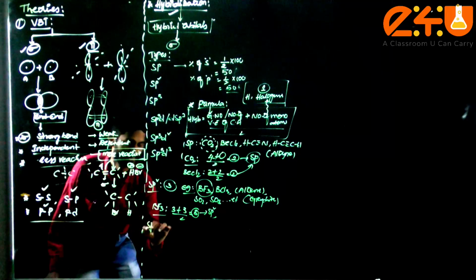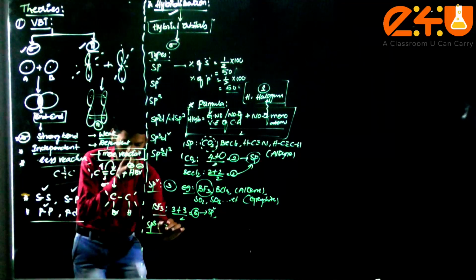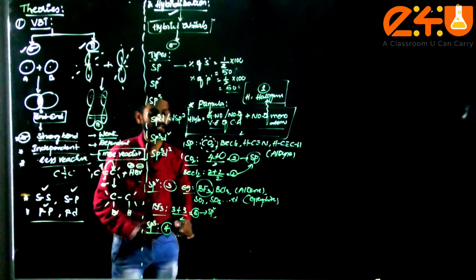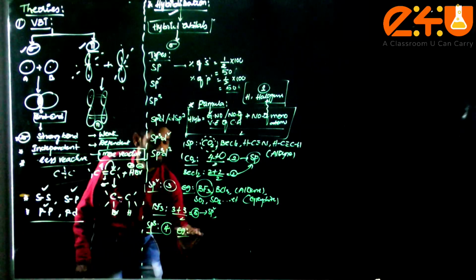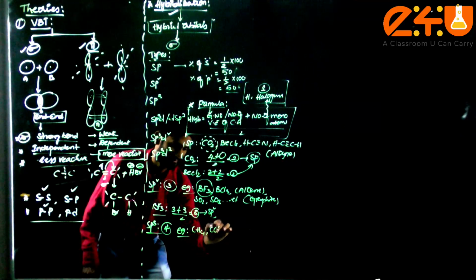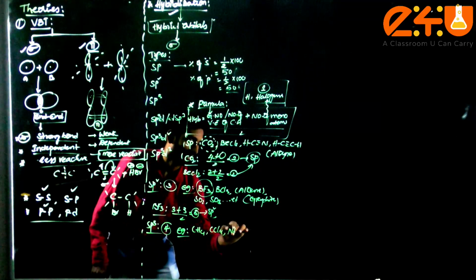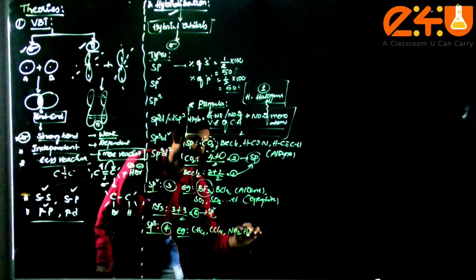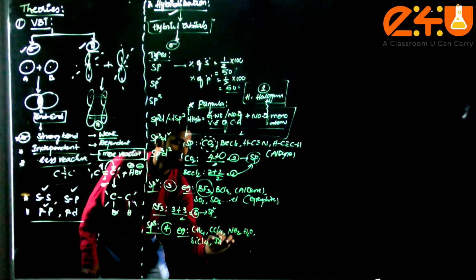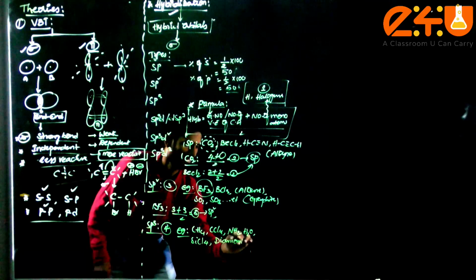Next one comes sp3 hybridization. Total how many hybrid orbitals? 3 plus 1, 4. Next, examples for this one, very important: CH4, CCl4, next NH3, H2O. Next, SiCl4, and very important, diamond. Next, graphite was written only here.